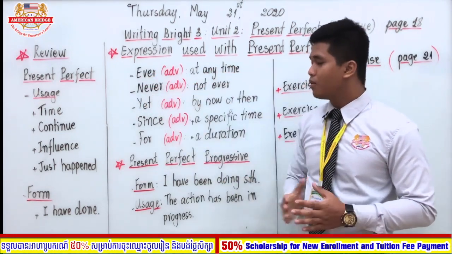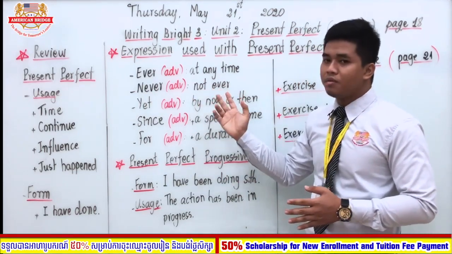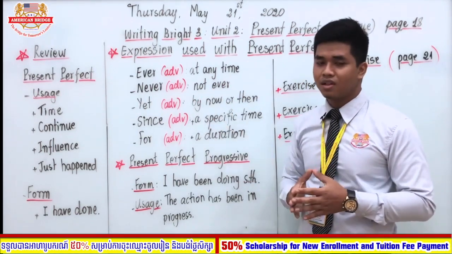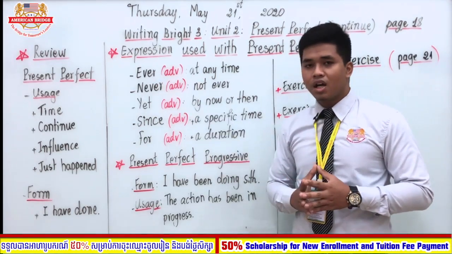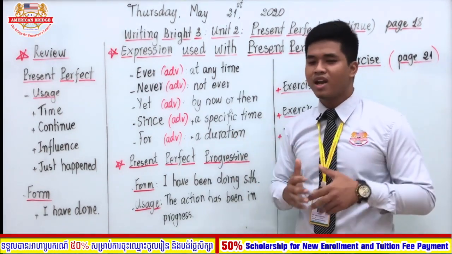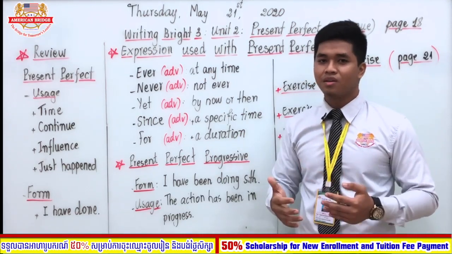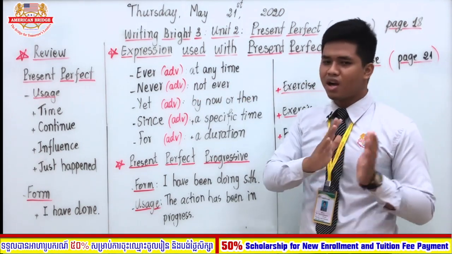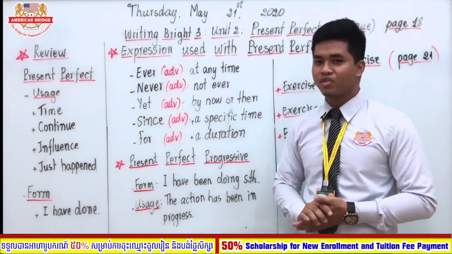And never, everyone. Never means not ever. It means you have never done something. For example, previously, have you ever been to Australia? That is the question, and the answer is, I have never been to Australia, which means not ever. From my childhood up until now, I have never been to Australia.